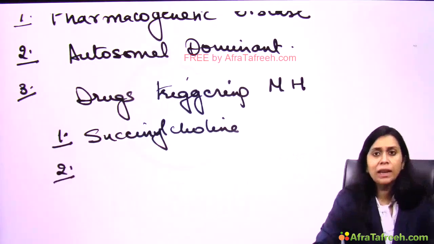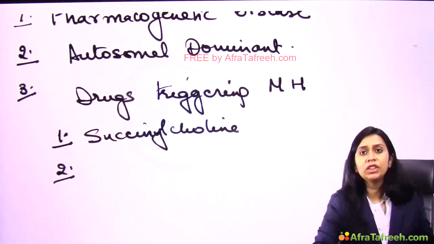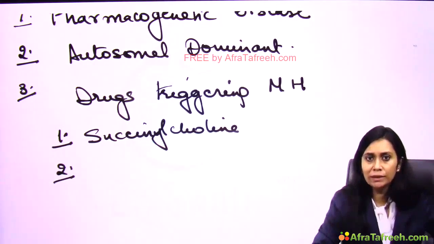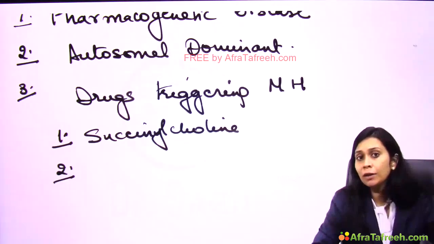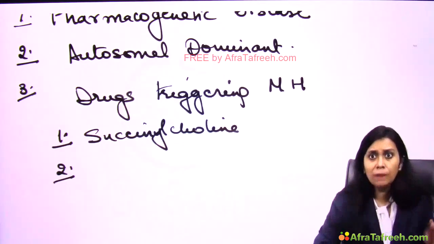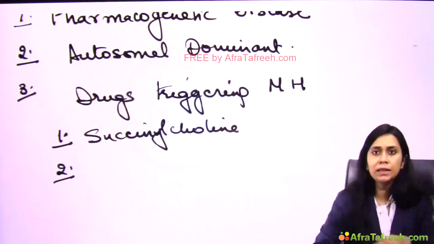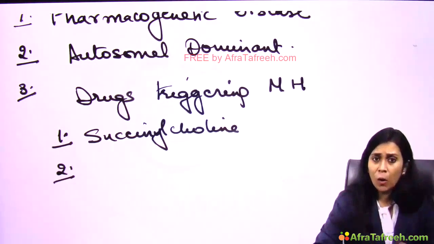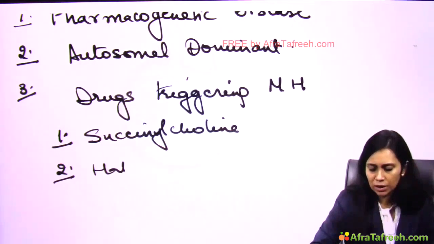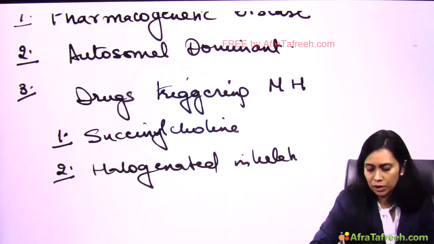Second, guys, all potent inhalational agents: halothane, isoflurane, sevoflurane, desflurane, methoxyflurane, enflurane, ether, chloroform, trilene, cyclopropane, all. Not the carrier gas, not nitrous oxide, not xenon. In books, you will find written halogenated inhalational agent, right? All potent inhalational agents are halogenated. Got my point? So, halogenated inhalational agents. Okay?